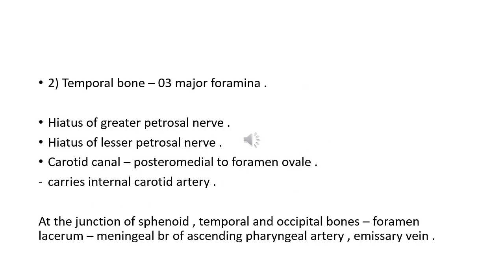In the temporal bone, there are three major foramina. Number one is hiatus for the greater petrosal nerve. Second is the hiatus for lesser petrosal nerve. And third is the carotid canal, which gives passage to the internal carotid artery, and it is situated posteromedial to the foramen ovale. Also, there is another important foramen that is known as foramen lacerum, which is situated at the junction of three bones, that is sphenoid, temporal, and occipital bones. Foramen lacerum gives passage to the meningeal branch of ascending pharyngeal artery along with the emissary veins.